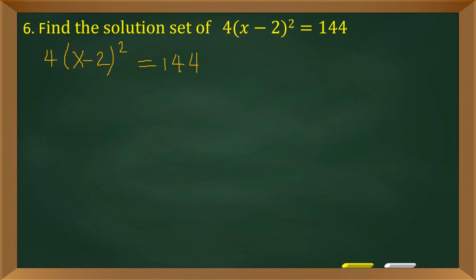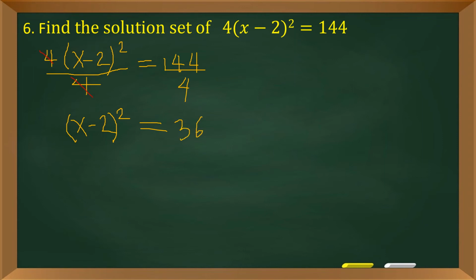Then, first step is to eliminate the coefficient of the part having our variable x. So, the coefficient is 4. Therefore, we have to divide all sides by 4. And since 4 can be divided by 4, as good as cancelled out na yung 4. So, ang naiwan na lang sa left side ay x minus 2 quantity squared is equal to 144 divided by 4 is 36.